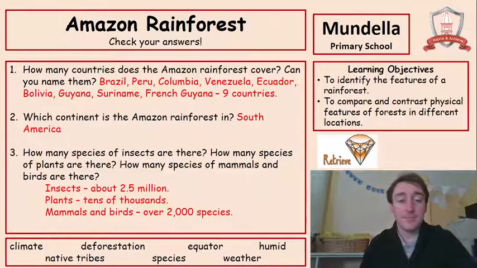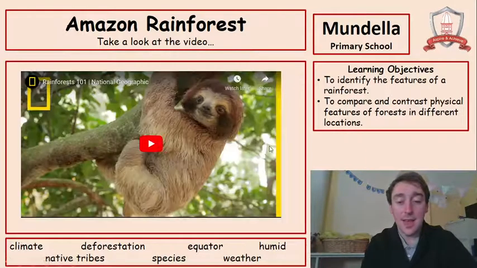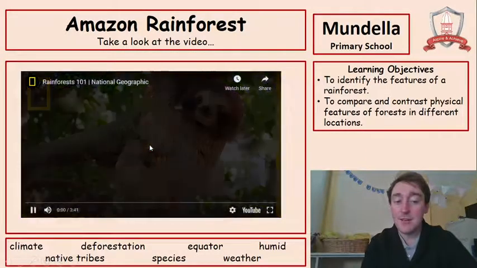Okay, let's have a look. 9 countries the Amazon rainforest covers, and those are the names. It's of course in South America. And those are the amounts of species of insects, plants and mammals. Wow. Okay, just check those, change anything you need to. Let's move on in 3, 2, 1. Okay, let's have a look at this video and we'll see a bit more about the Amazon rainforest.